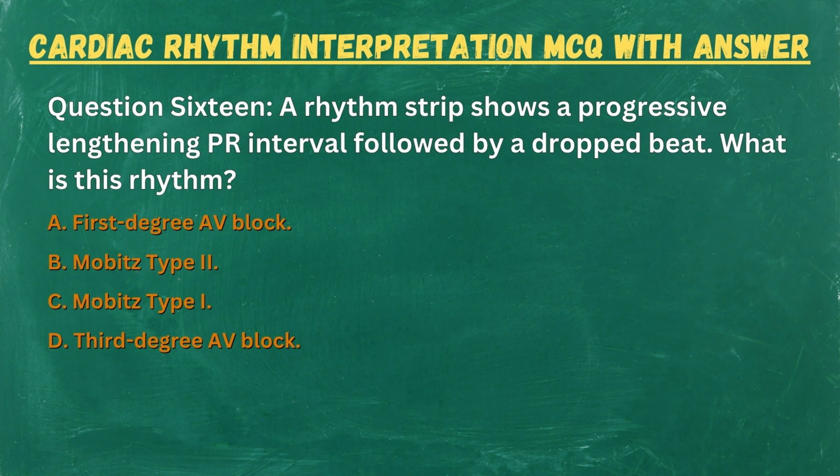Question 16. A rhythm strip shows a progressively lengthening PR interval followed by a dropped beat. What is this rhythm? A. First degree AV block. B. Mobitz type 2. C. Mobitz type 1. D. Third degree AV block. Answer: C. Mobitz type 1.